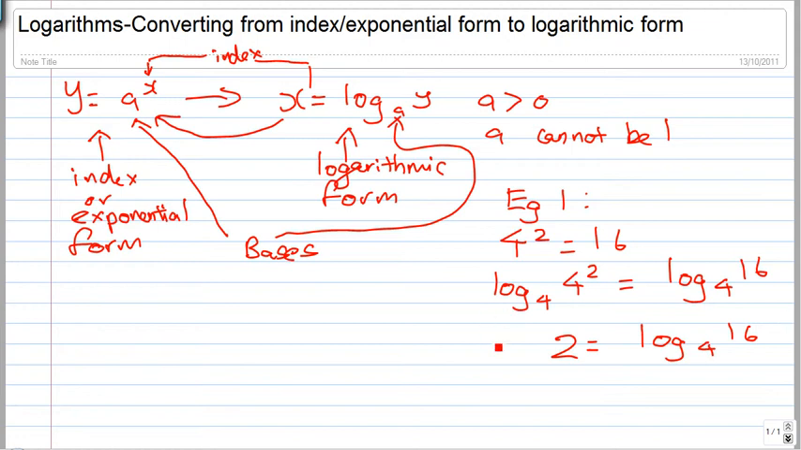If you want to reverse it, all you have to do is take 4 to be the base, 4 to the power 2 equals 16. That's it. Okay, let's look at another example.